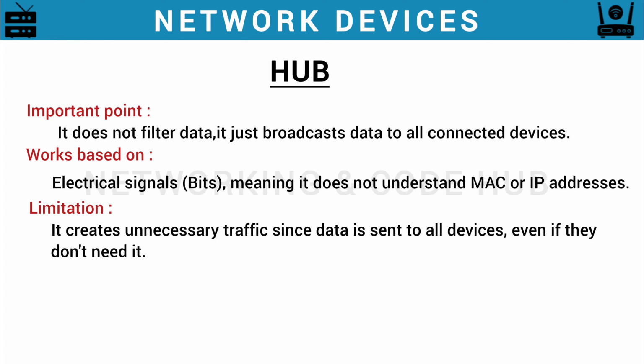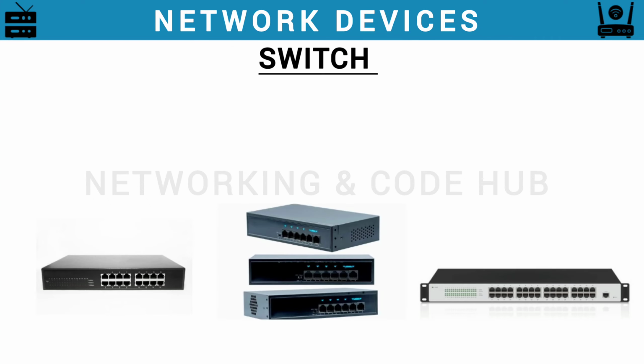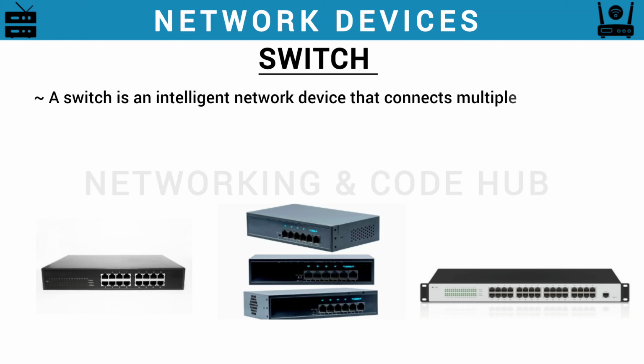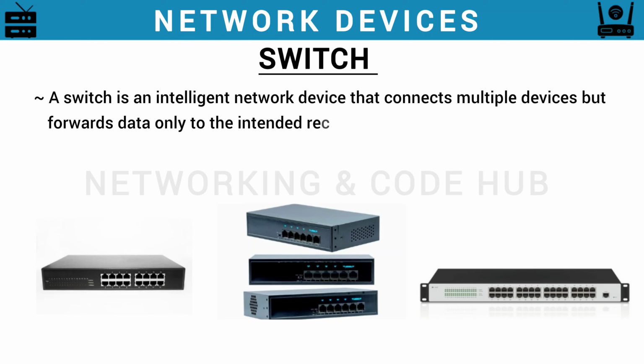Next, let's move on to another network device, the switch. A switch is an intelligent networking device that connects multiple devices but forwards data only to the one that needs it. A switch is a smarter version of a hub. It connects multiple devices in a network, but unlike a hub, it does not send data to all devices. It sends it only to the correct device. This makes networks faster and more efficient.